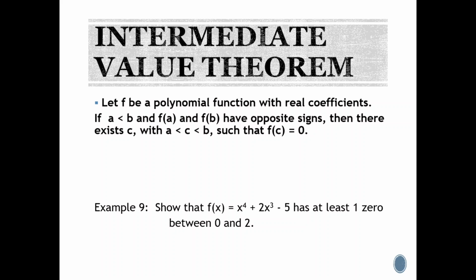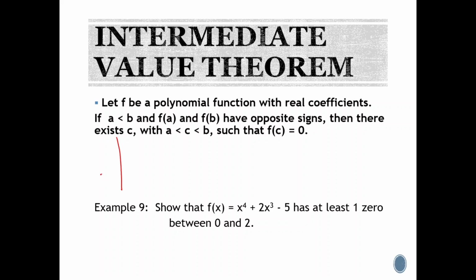So here's what the theorem says. If f is a polynomial function with real coefficients and a is less than b, and if f of a and f of b have opposite signs, in other words, one's positive and one's negative, then there has to exist a place where the function is zero. So let's think about what this means.